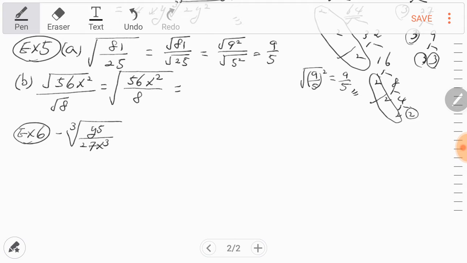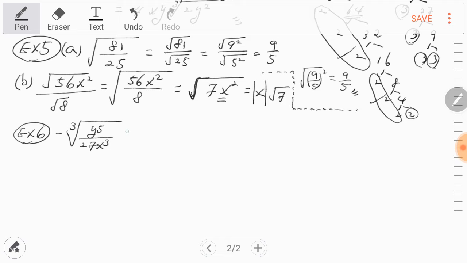Then we can reduce 56 and 8. So 56 divided by 8 is 7. Then here's 7x squared. Then 7 stays inside, and from x squared, x can get out. And since the index is even, the square root index is even, make sure to make the base positive. So x times the square root of 7.